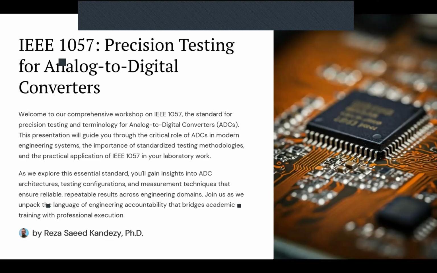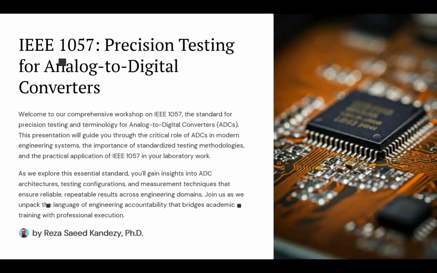Let's start this discussion. Today, we are going to talk about the precision testing for analog to digital converters. And we are going to use IEEE 1057 as the framework for defining these testing methods and the parameters that we wanted to use as criteria for evaluating the ADC's performance and accuracy.